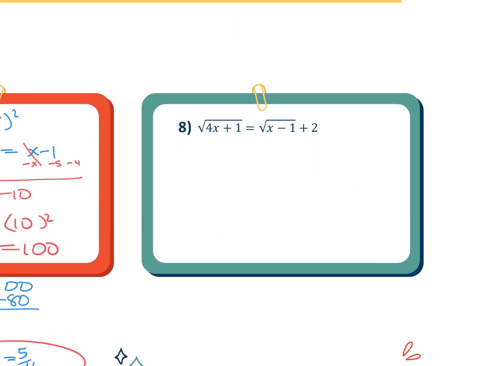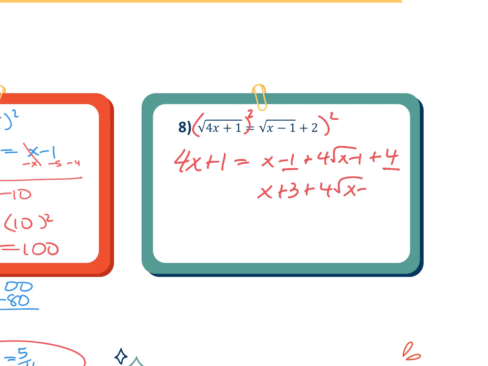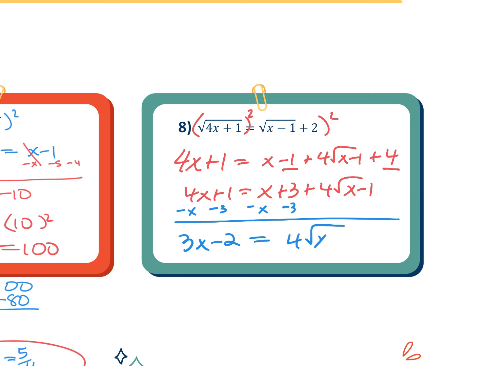Again, isolate the radical. One of them's already isolated. Square both sides. This comes out. The right side needs to be FOILed. Once I FOIL it, it's x minus 1 plus 4 times x minus 1 plus 4. So again, I could group my like terms here and get x plus 3 plus 4x minus 1. I need to move the x to the other side and the 3 because I want to isolate the radical again. So now I'm left with 3x minus 2 equals 4 times x minus 1.